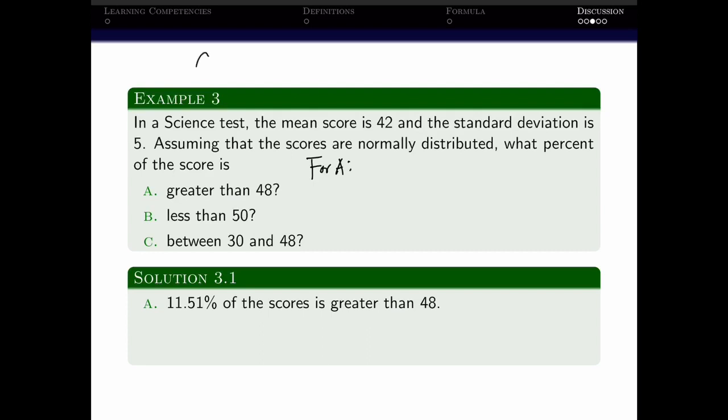Remember that the given, I'm going to write the given values at the top. So the mean, mu, is 42 and sigma is 5. To solve for the z-score, z is equal to x, which is 48, minus mu, 42, over 5. That's equal to 6 over 5, and 6 over 5 is equal to positive 1.2.